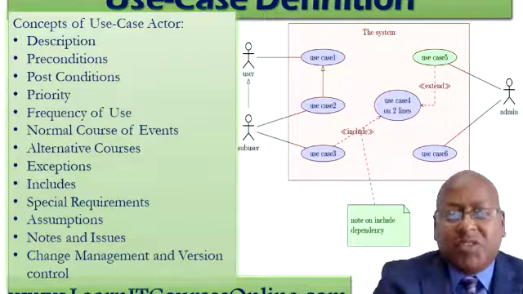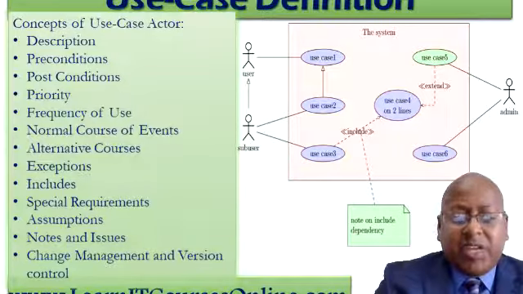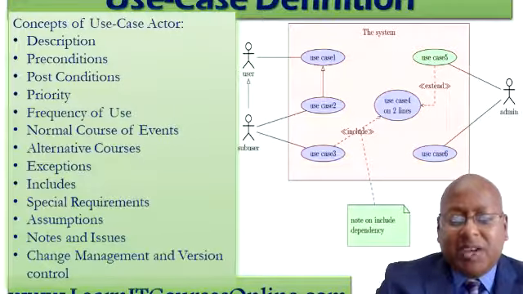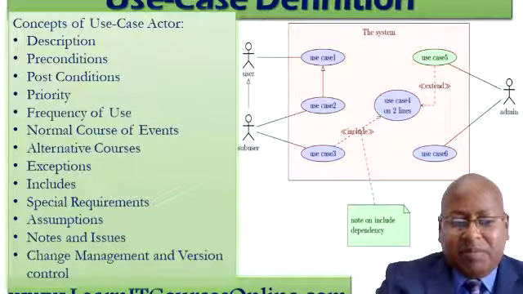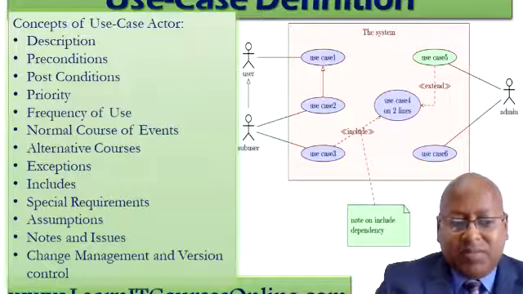Now let's move to the next use case definition, which is priority. Indicate the relative priority of implementing the functionality required to allow the use case to be executed. Next, frequency of use. Estimate the number of times this use case will be performed by the actors for some appropriate unit of time. Next, normal course of events. Provide a detailed description of the user actions and system responses that will take place during execution of the use case under normal expected conditions.